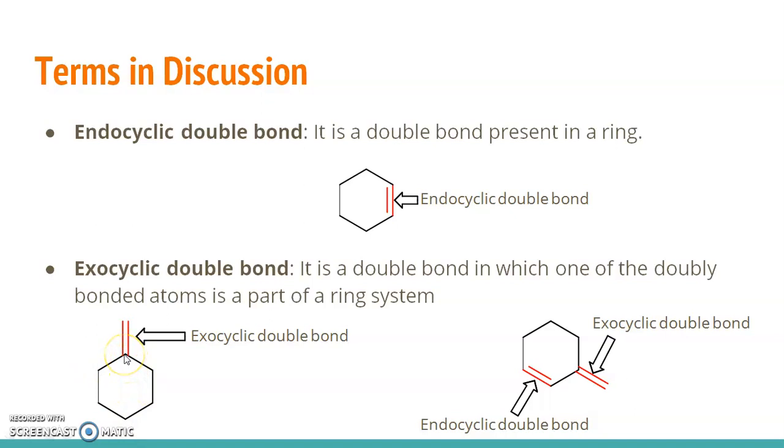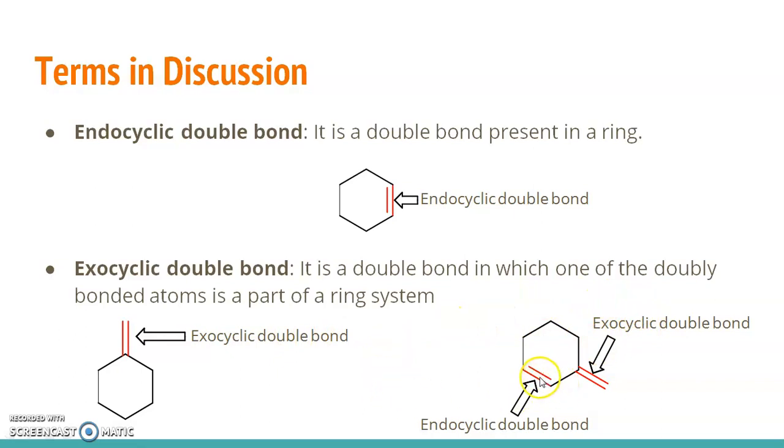So if this carbon is a part of the ring system and the other carbon is not a part of this ring system, I can call this double bond an exocyclic double bond. I have highlighted this portion in red color and represented it as an exocyclic double bond. So I have an example here.